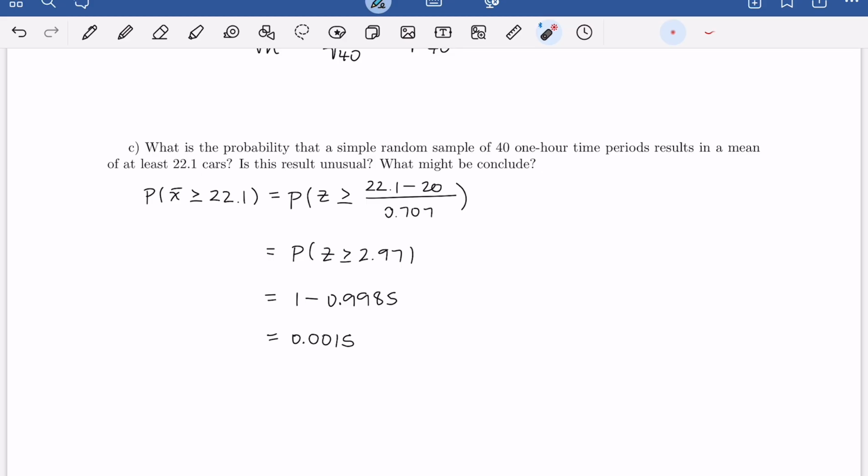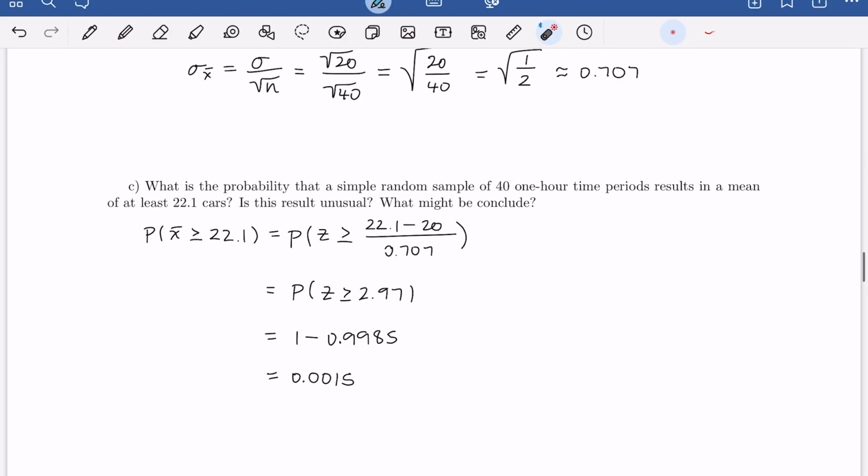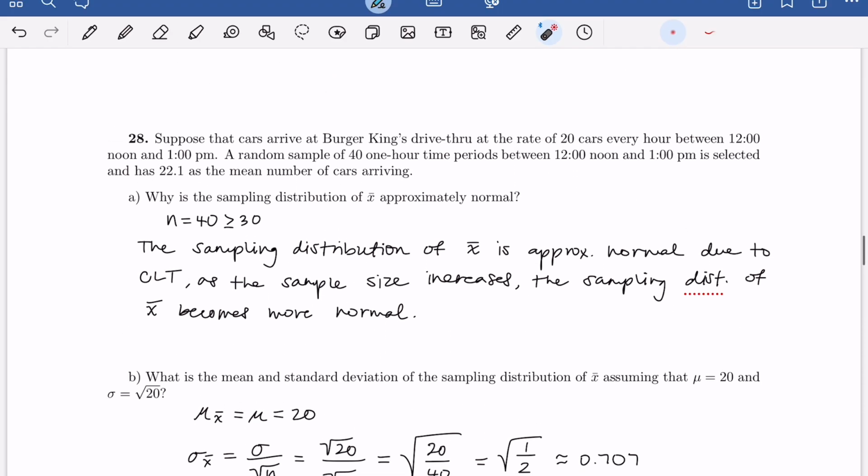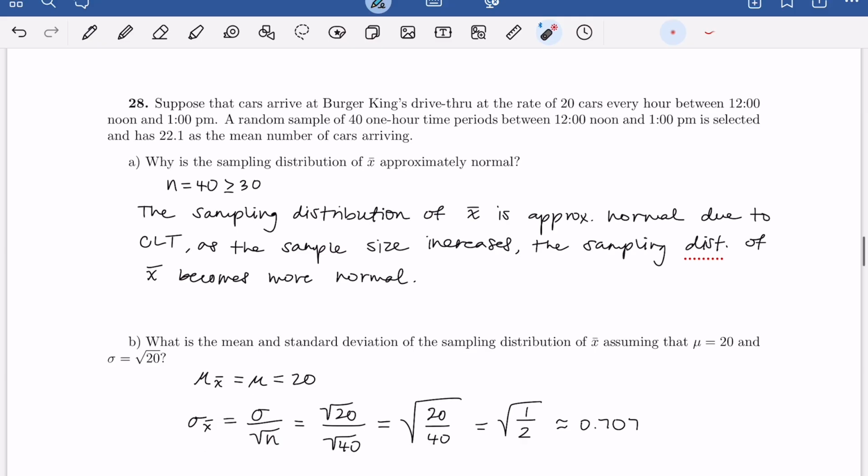So this means if we take 1,000 simple random samples of the same size, n equal to 40 1-hour time periods, then about 2 of the samples will result in a mean of at least 22.1 cars arriving at the drive-through. Now, this result is unusual. We might conclude that business has increased and that the rate of arrival is maybe now greater than the 20 cars per hour that we saw before between the hours of 12 and 1 p.m.